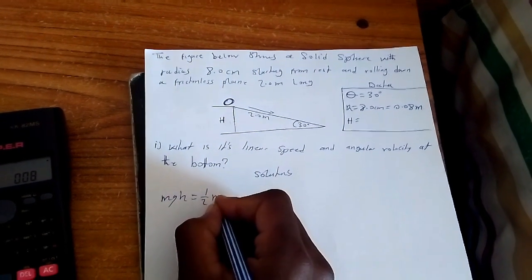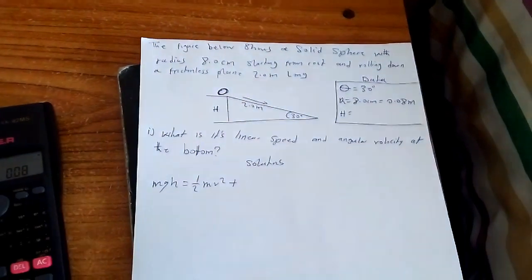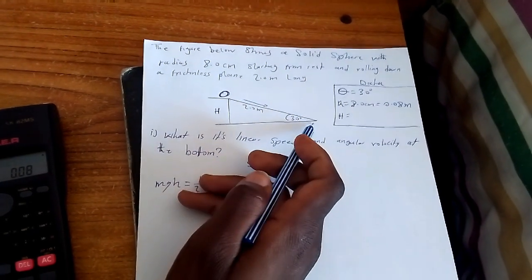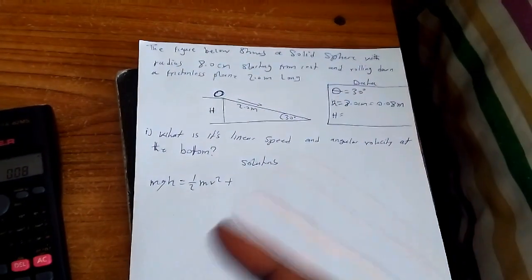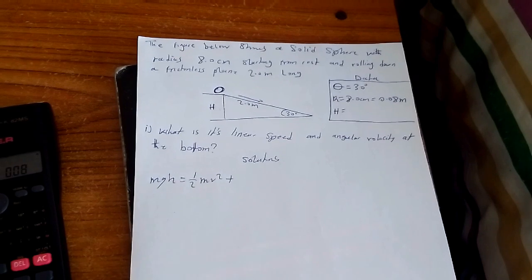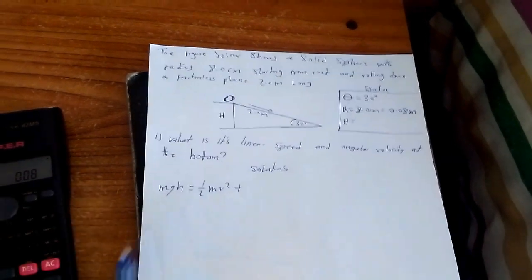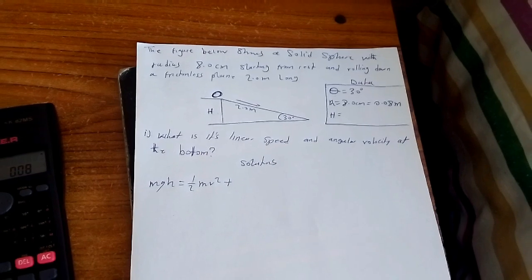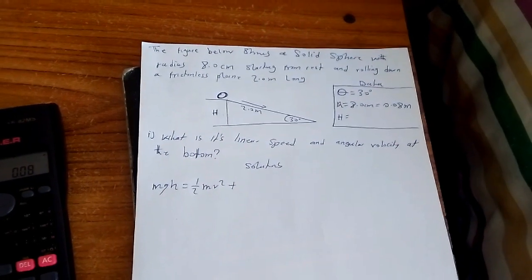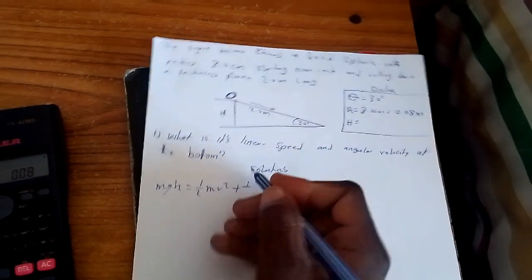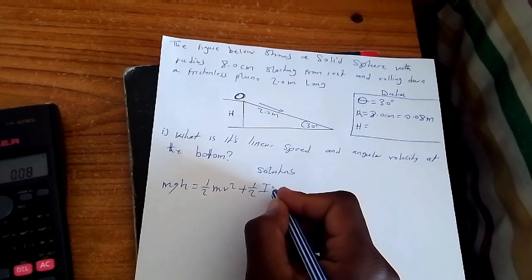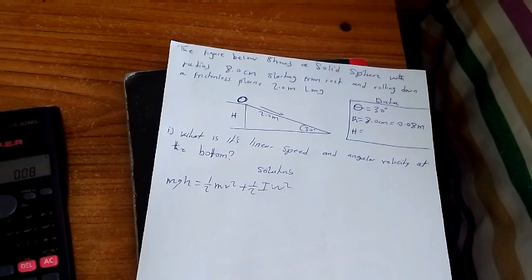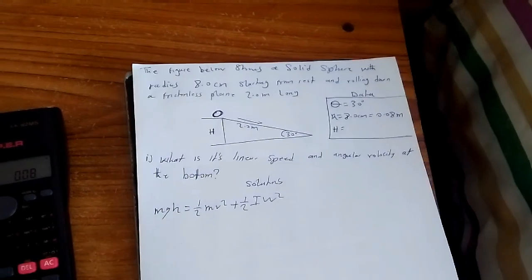So we are going to say mgh is equal to half mv squared plus the rotation motion of this object, because as the object was lowering down this plane, it was also doing rotation motion, not just the linear motion. This is the linear motion, but we should also consider rotation motion. So we are going to say half I omega squared. This is the formula for the rotational kinetic energy.